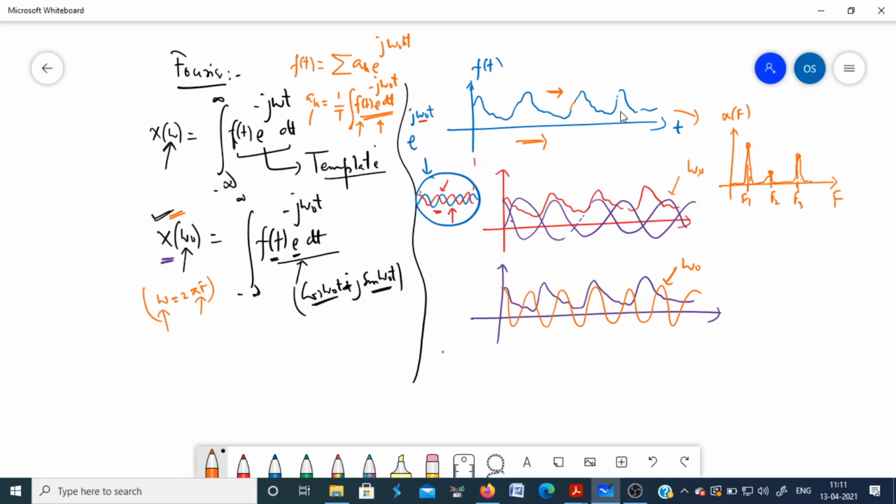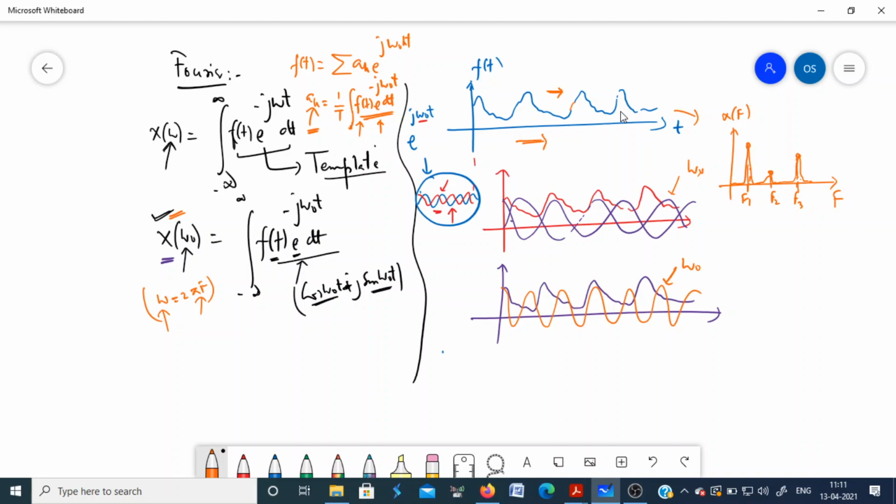Okay, so the higher value of a_k means that frequency is present, because that is correlated to the signal. So that frequency component is more dominating, or it is present in the signal. If for some value of k you are getting a_k as 0, it means that frequency is not present in the signal. Okay, so these coefficients give a frequency domain representation.